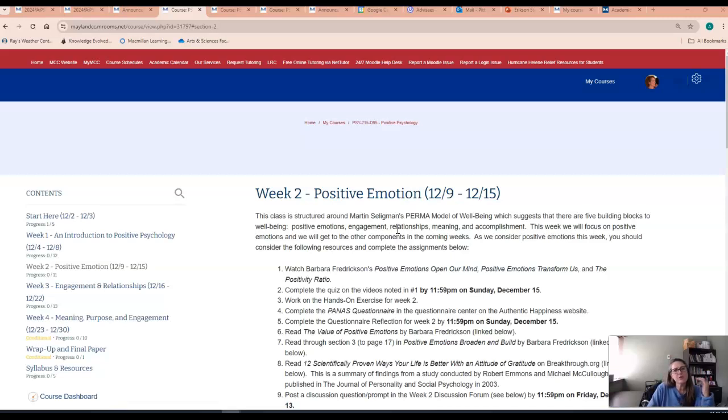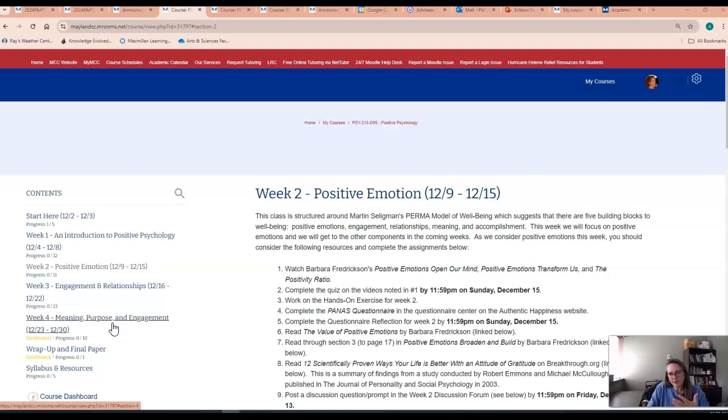And so those are going to be our topics for the remainder of the semester, and we're going to explore things around those topics. So this week is positive emotion. Next week will be engagement and relationships. And then your final week will be meaning, purpose, and engagement, which will get at some of those later building blocks.